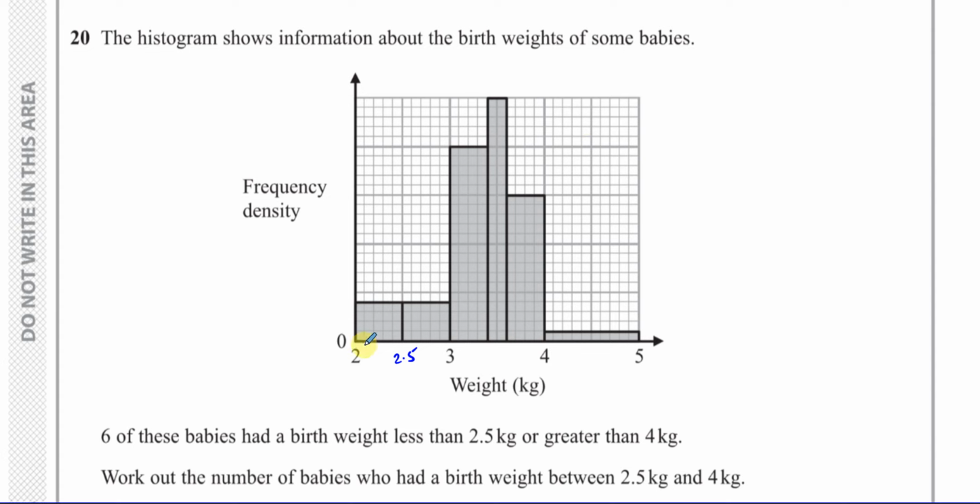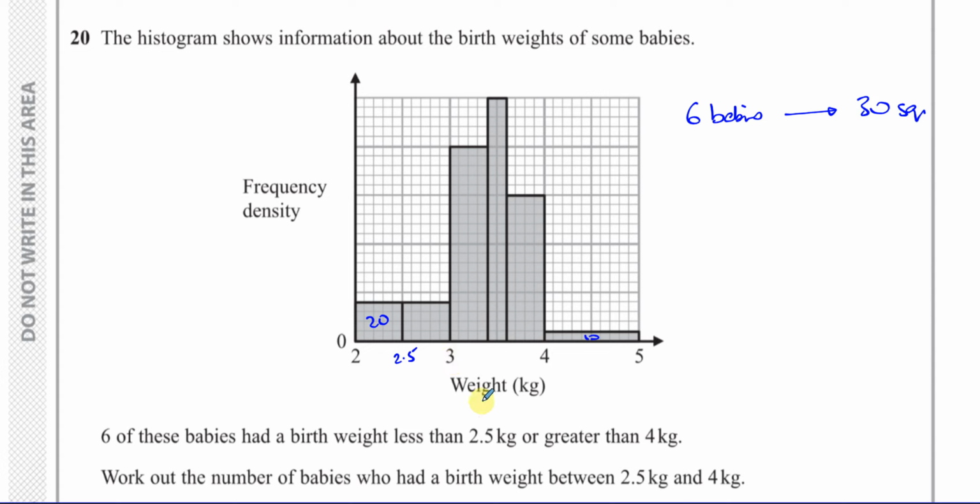So if we consider the squares in this section over here, we have 5 times 4, 20 squares. And in the section over here, we have 5 and 5. There's 10 squares altogether between 4 and 5. 20 plus 10 is 30. So we can say that the 6 babies, they're being represented by 30 squares.